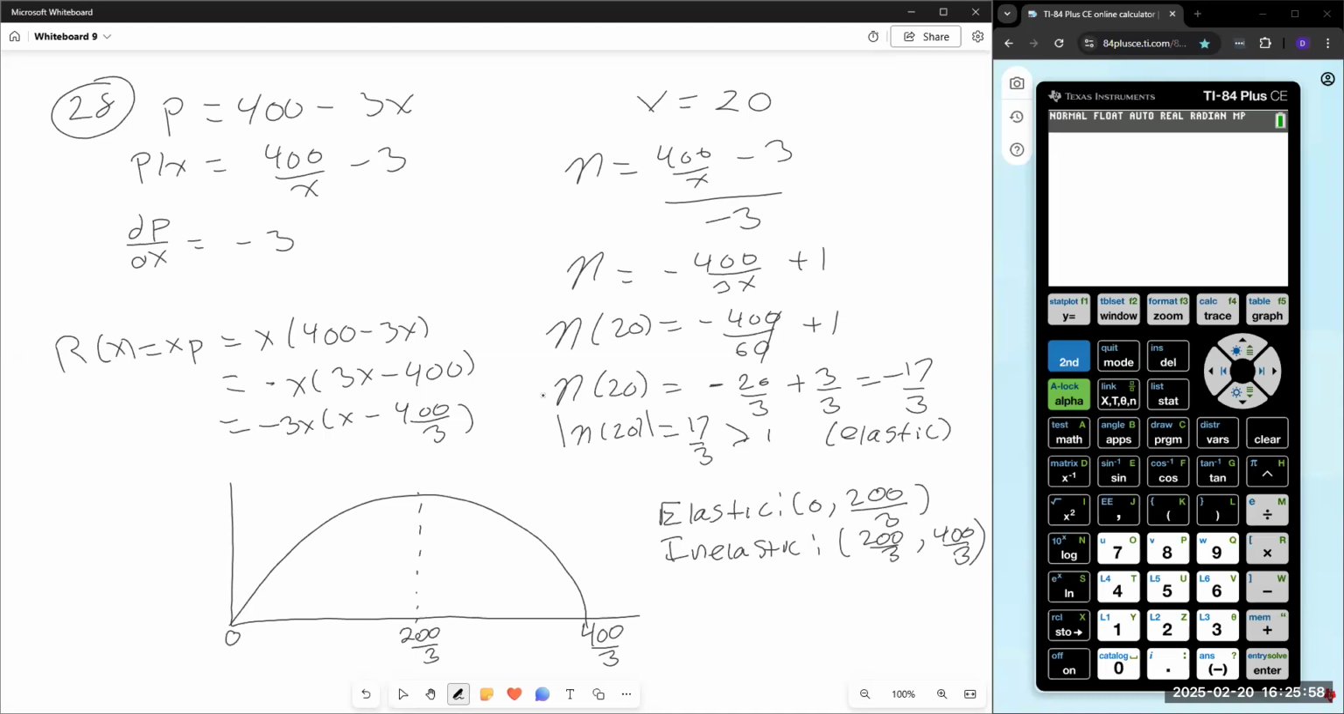And 6 2/3 is over in this area over here. This is something bigger than 6 and less than 7. So we're in this region over here with a positive slope. So we were elastic. All right, let's look at number 29.